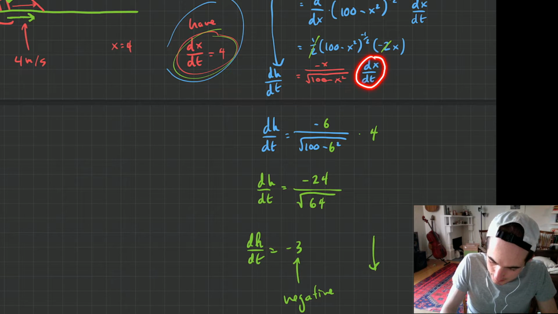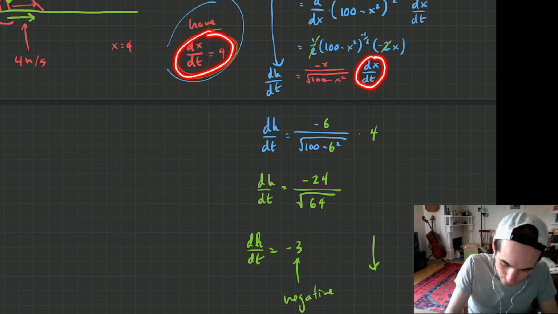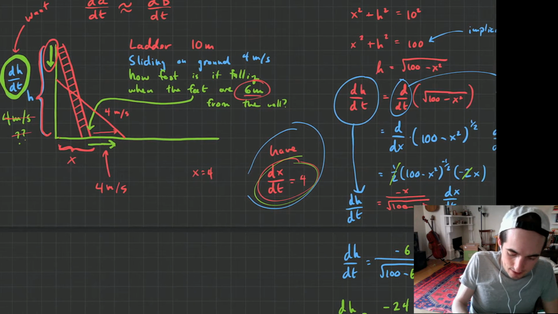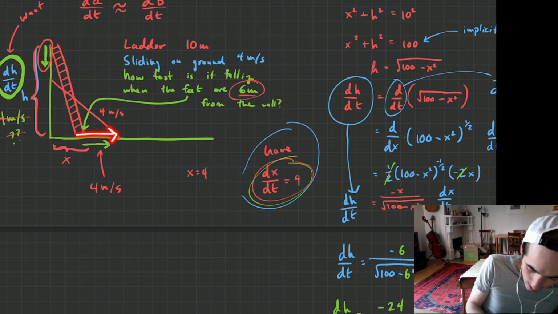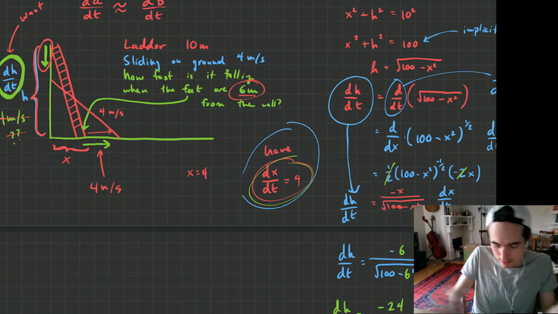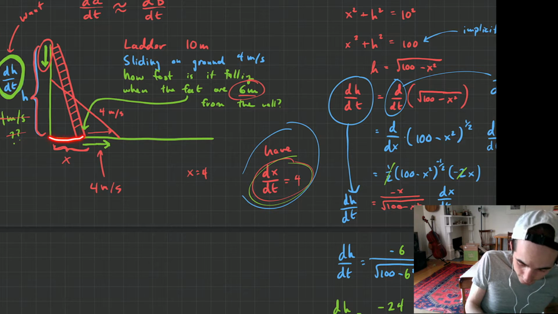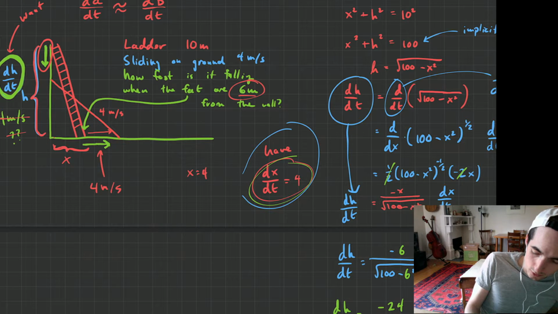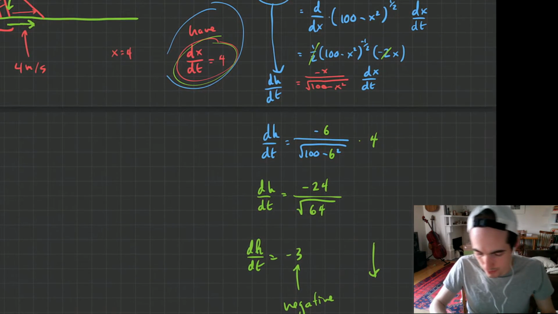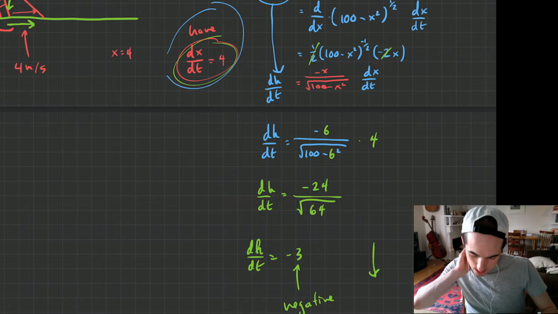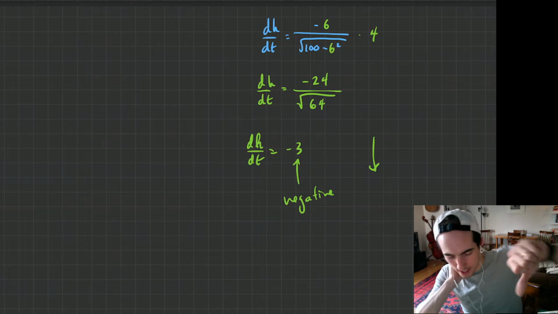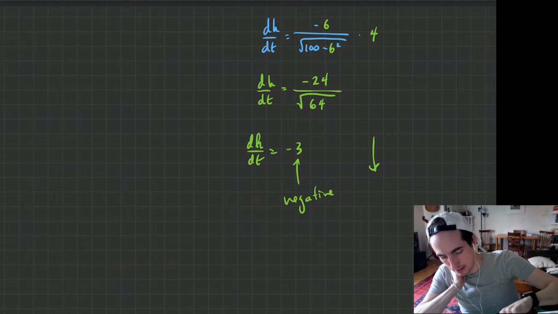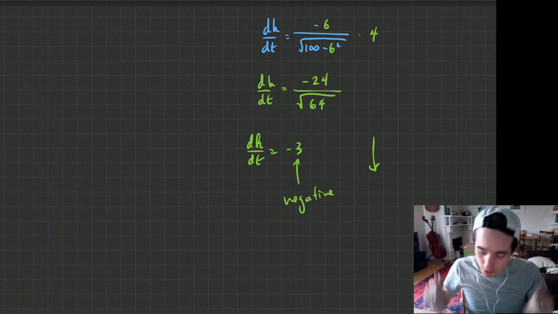Because that's what dx by dt is. Dx by dt is 4, right? Dx by dt is the rate that the ladder is changing, because x is the position of the ladder. So dx by dt is the rate at which it's moving, which we're told is 4. So that's where that 4 comes from. So anyway, the fact that it's negative means that it's moving down, which is consistent.